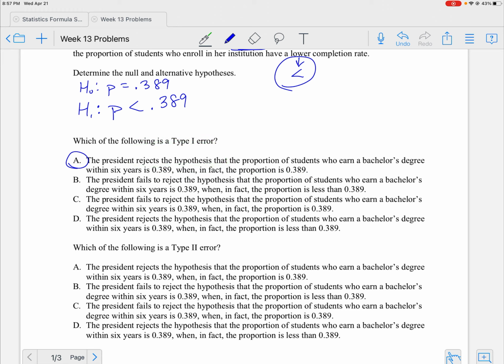Type 2 error is just the opposite, right? So my type 2 error is when the president fails to reject the hypothesis that the proportion of students who earn a bachelor's degree within 6 years is that value, when in fact it is less than. So here's the verbiage, and we're going to look at that here again real quick. There's a lot of negative verbiage that goes with this. So they're saying, I reject, fail to reject. This is the verbiage that we're looking for.